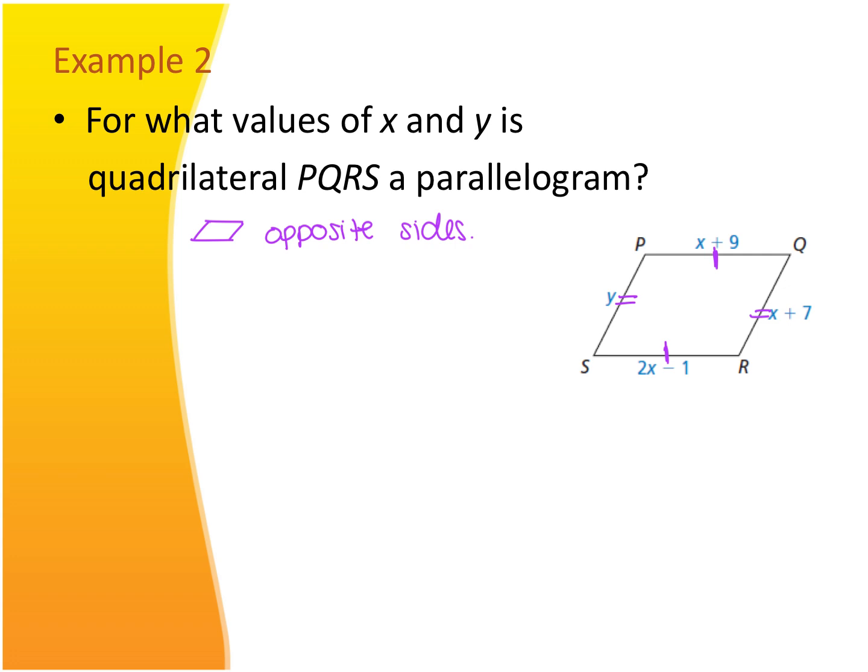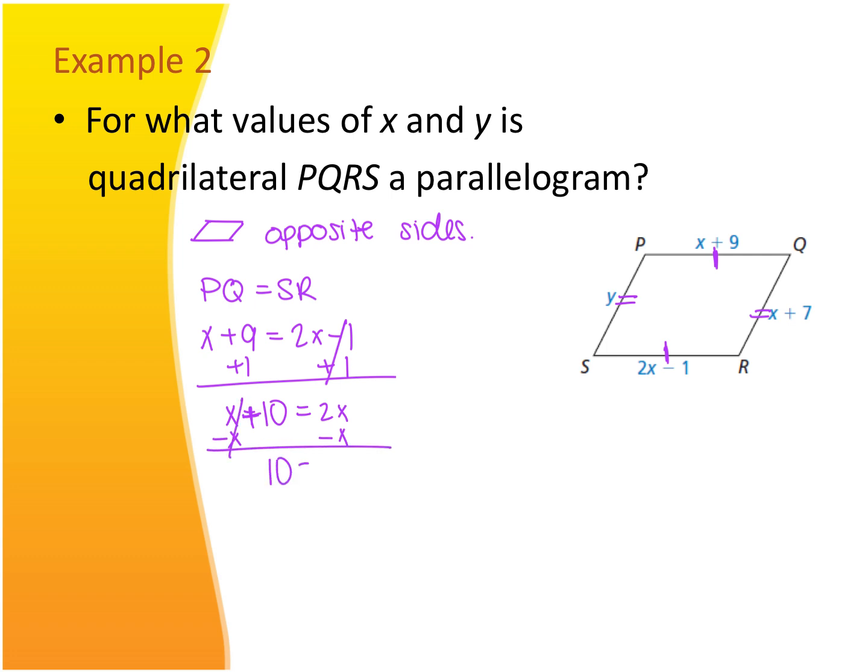So I'm going to do PQ is equal to SR first, so I can solve for x. Writing it out, I'm going to have x plus 9 equals 2x minus 1. I'm going to solve for x. So this is algebra. x plus 10 equals 2x. Subtract x from both sides. 10 equals x. That one was a pretty easy one.